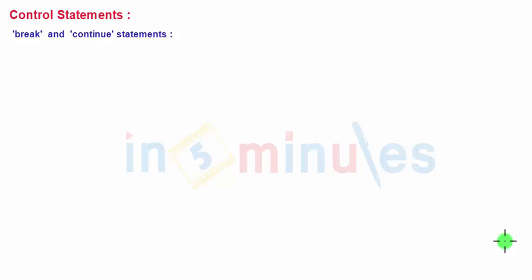Now we'll continue with two special statements of C, break and continue. These statements are used inside the control statements like for, while, switch case to control the working of these looping statements or switch case statements. Let's see working of break.